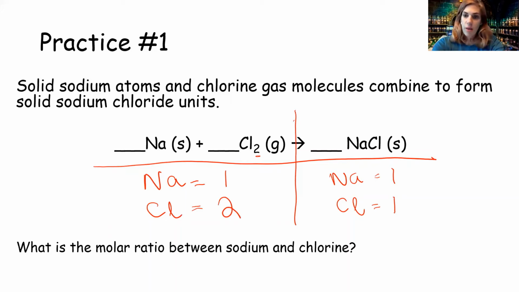That means that they're not balanced. Sodium may be balanced, but chlorine is not. And since chlorine has 2 on the reactants and only 1 here, I'm going to add a 2 coefficient and see if that works.